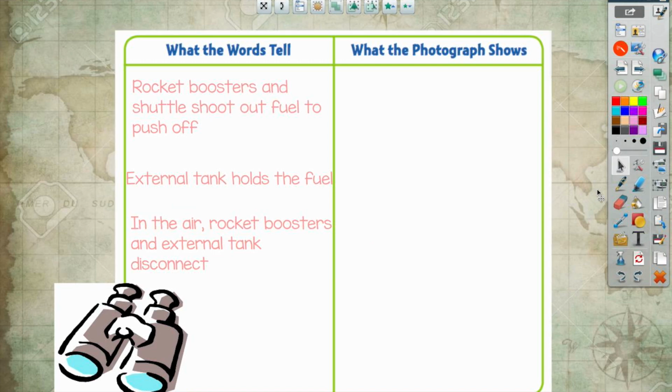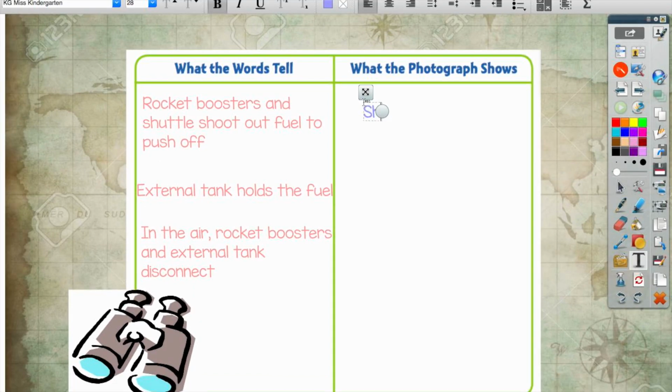Great job. Now let's work on the photograph and what it shows us. On our other page, we mentioned that it shows us what the space shuttle looks like, as well as where all the different parts are. So I'm going to mention that over here. And lastly, I want to include, it shows us where the different parts are located.